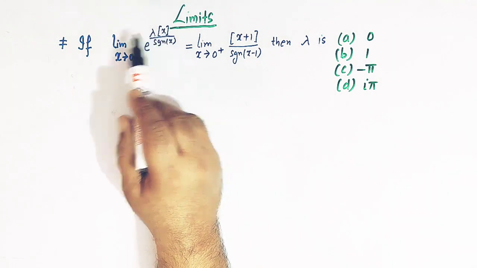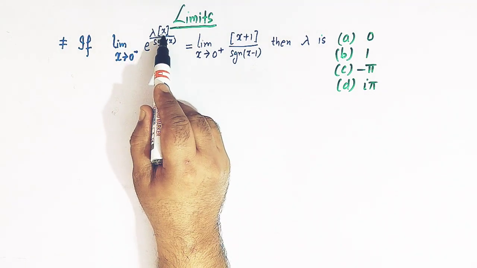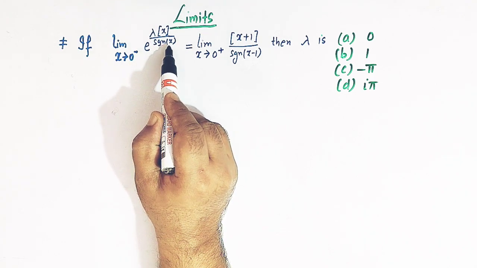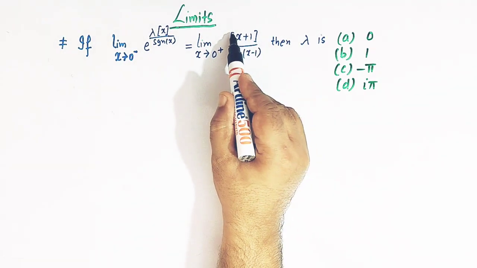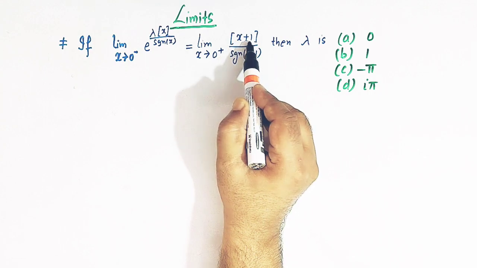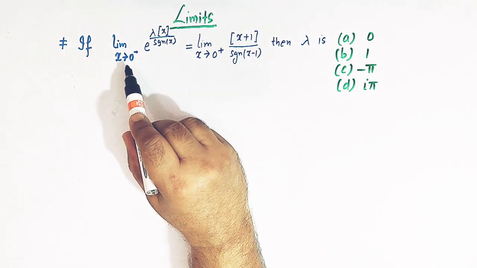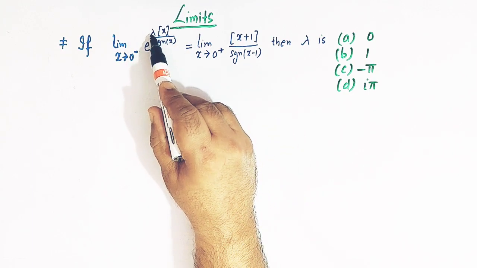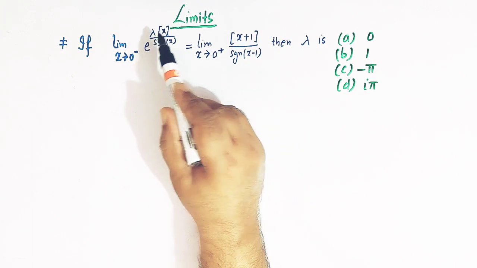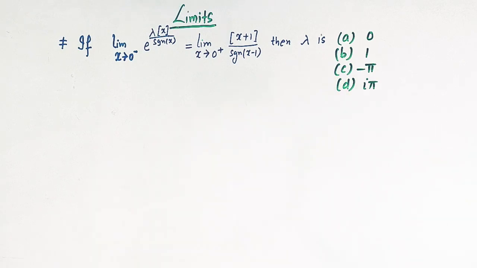Here we are given that the limit as x tends to 0 minus of e raised to lambda times greatest integer of x divided by signum of x is equal to the limit as x tends to 0 positive of greatest integer of x plus 1 divided by signum of x minus 1. We are given that these two limits are equal, and we have to find the value of lambda. Four options are given, and we have to select the correct option. So let us start.